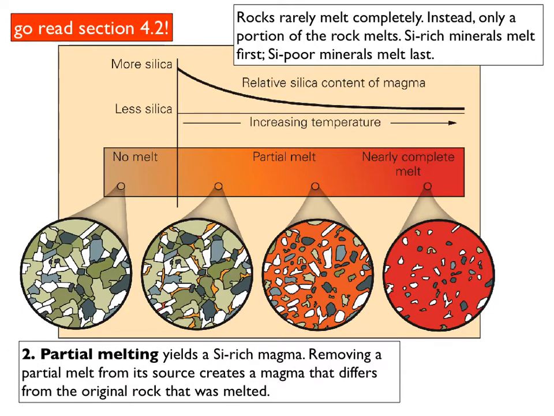Secondly, partial melting. This one is very important, and like I said, we're going to spend some time talking about this together as a group. Partial melting simply refers to the fact that rocks rarely melt completely. In fact, typically only 20 to 30% of a rock melts, sometimes much less than that.